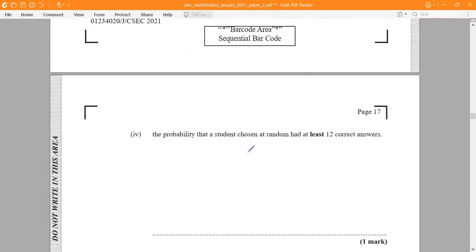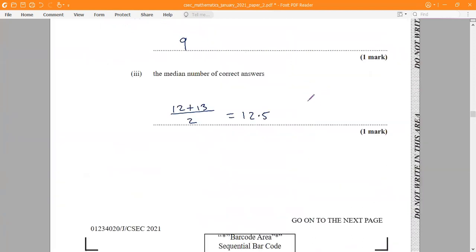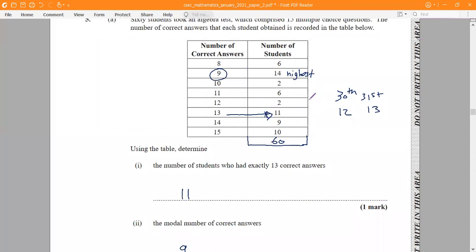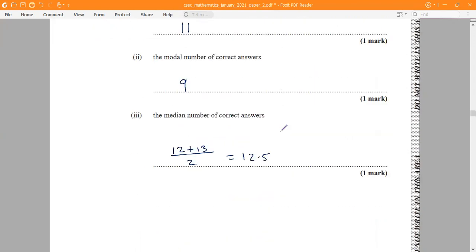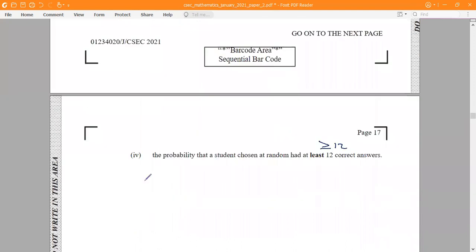Let's move on. The probability that a student chosen at random had at least 12 correct answers. So at least 12 means greater than or equal to 12. Let's see how many. We have 2 plus 11 plus 9 plus 10. So we add these up.